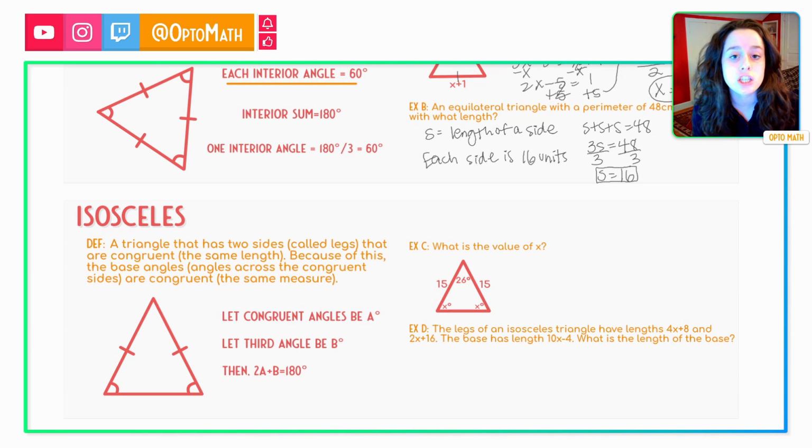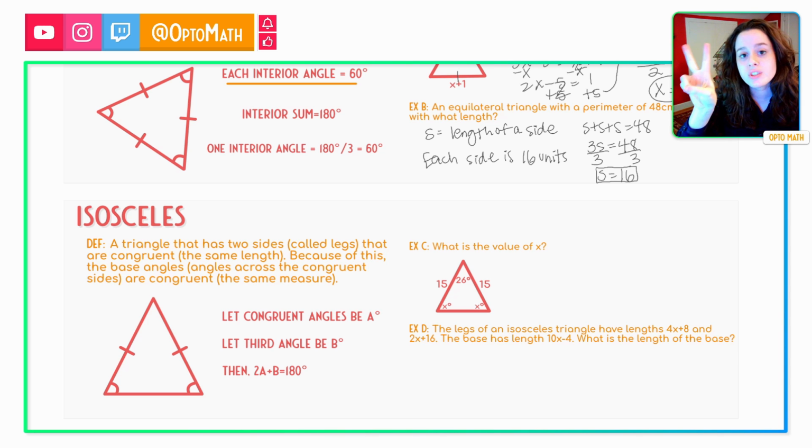Next, we have isosceles triangles. Isosceles means you only have two sides that are congruent. And because of these two sides being congruent, that forces two of the angles to also be congruent to each other. Now the question is which two angles, right? Because there are three angles to choose from. It's always the two angles that we call the base angles, and these are the angles that are across from the sides that are congruent to each other.